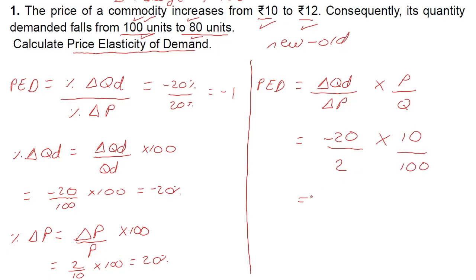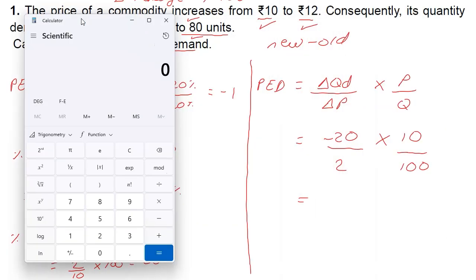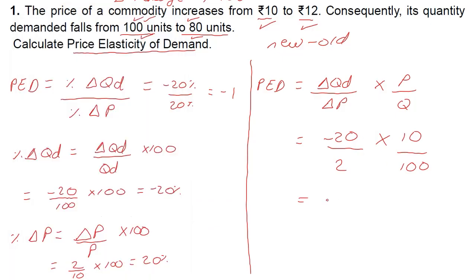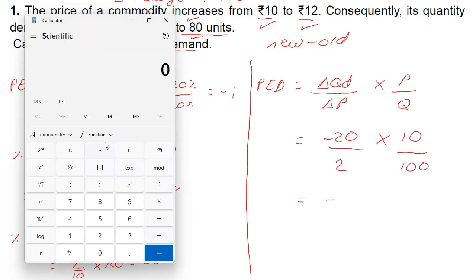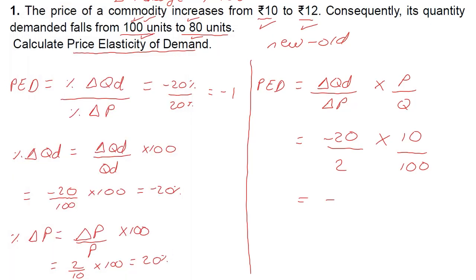Okay, and now use the calculator. All right, and I'm going to ignore the minus sign. There's only one minus over here, so minus into all the pluses will just give me another minus. Okay, so I'm now just going to take 20 multiplied by 10 upon 2 upon 100, and that gives me 1. Okay, minus 1. Therefore, PED is equal to minus 1. I have used both the methods to calculate the same answer. Notice that the answer in both the cases is same.